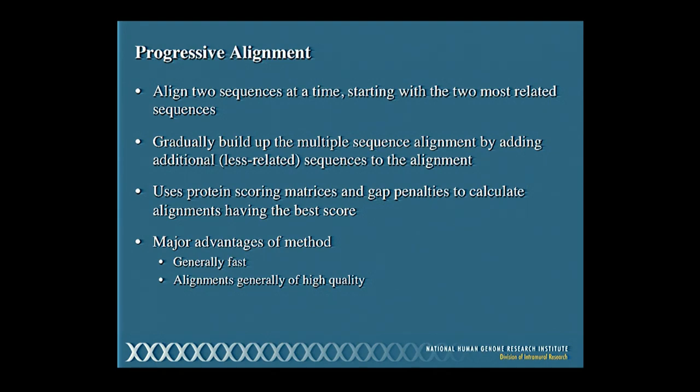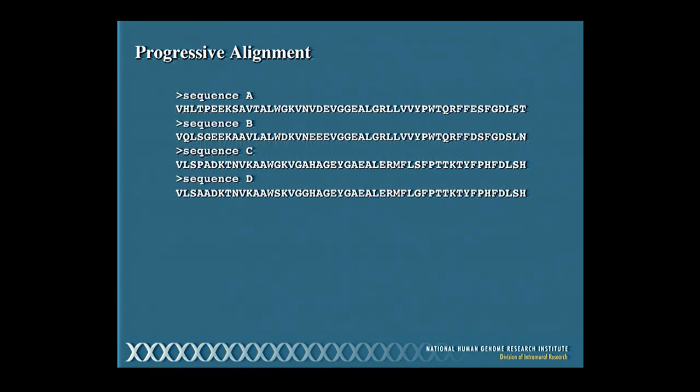So it'll start with two. It'll keep adding and adding and adding to bring in the ones that are a little bit less related to the ones that are in the rest of the set. So we're going to start in the places where the alignment is actually easy and move to the parts where it's a little bit harder because the sequences are more divergent. I think an example helps here.